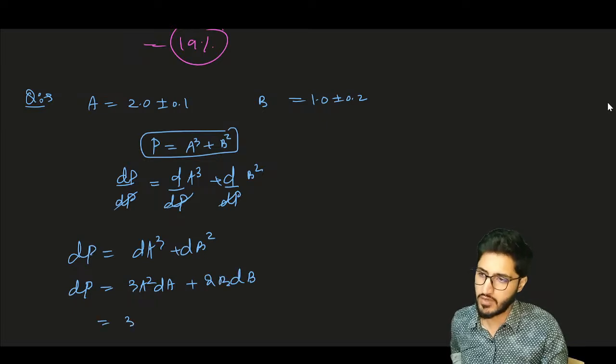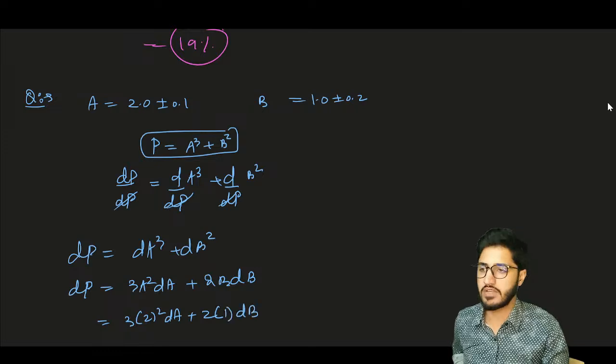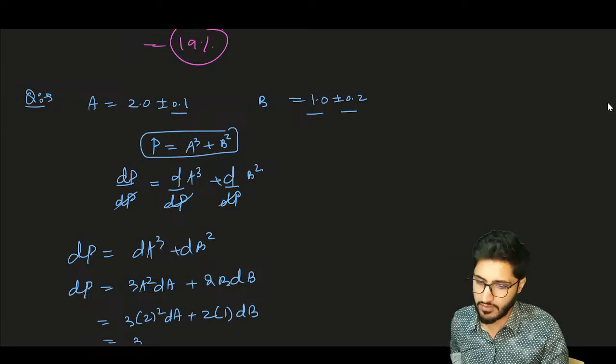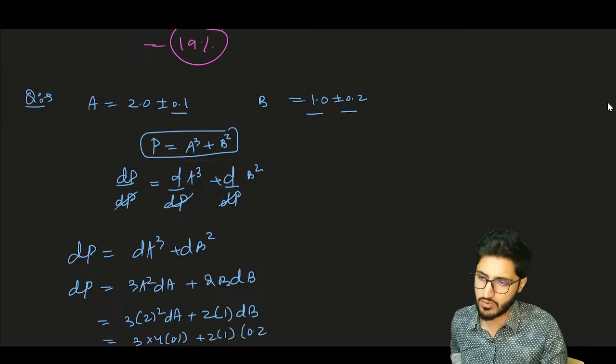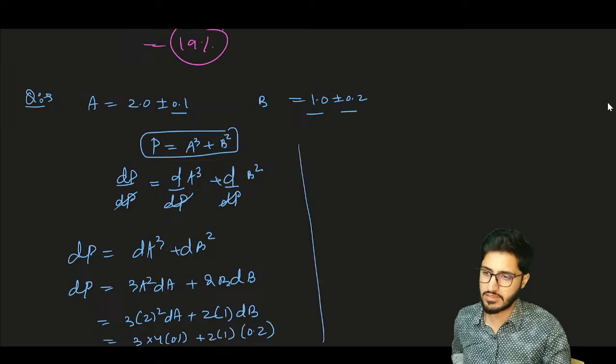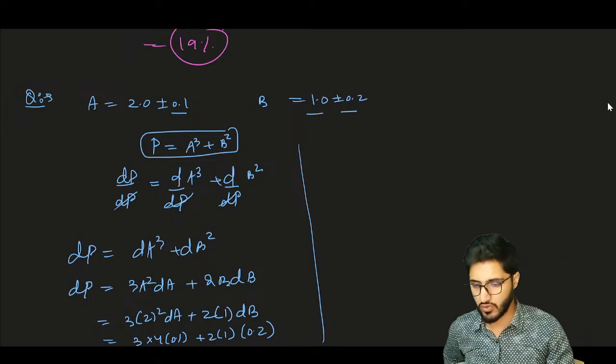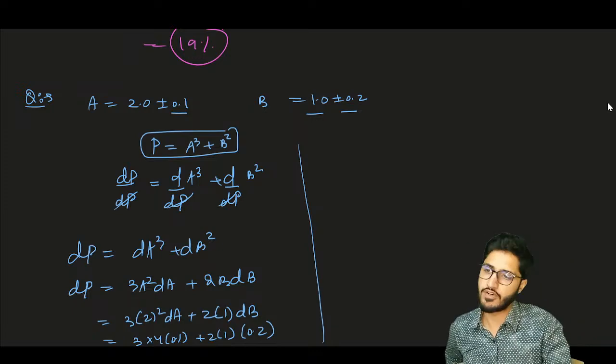So 3 is 3. What is A? A is given as 2, no? It will be 2 square. What is B? B is 1. And dA is 0.1, dB is 0.2. So it would be 3 into 4 into 0.1 plus 2 into 1 into 0.2. So 1.2 plus 0.4 is 1.6. So my dP came out to be 1.6.